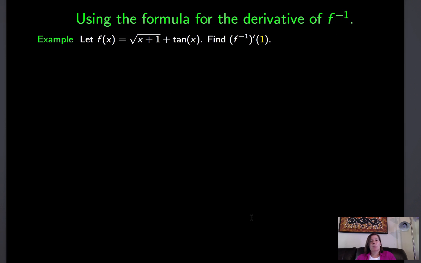Here's another example, which is a little more complicated than the previous one. It's going to be the same method, but it's not going to be easy to find a formula for f inverse of 1.